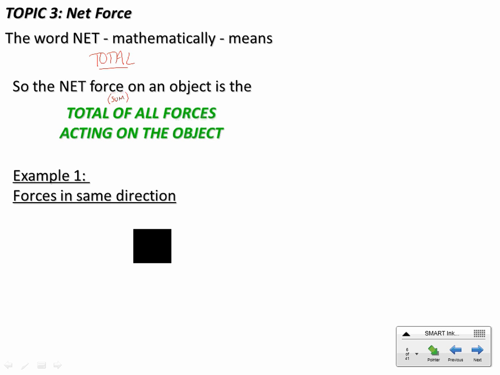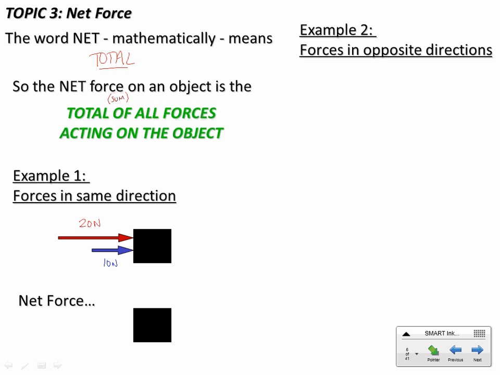There can be simple cases like this. Let's say we have two forces. We got a 20 Newton force this way, and also a 10 Newton force this way. Oh, you know what the net force is? I bet you do. Well, the net force, of course, is 30 newtons.